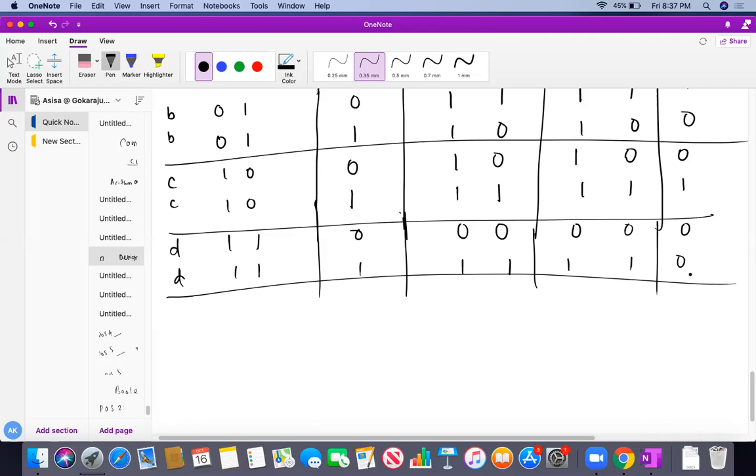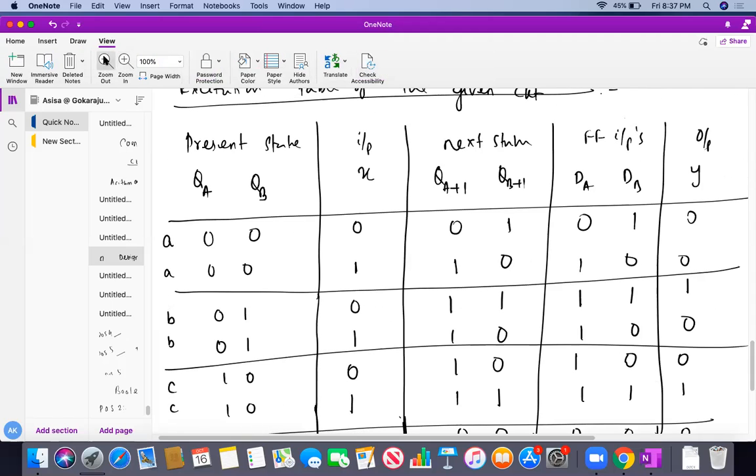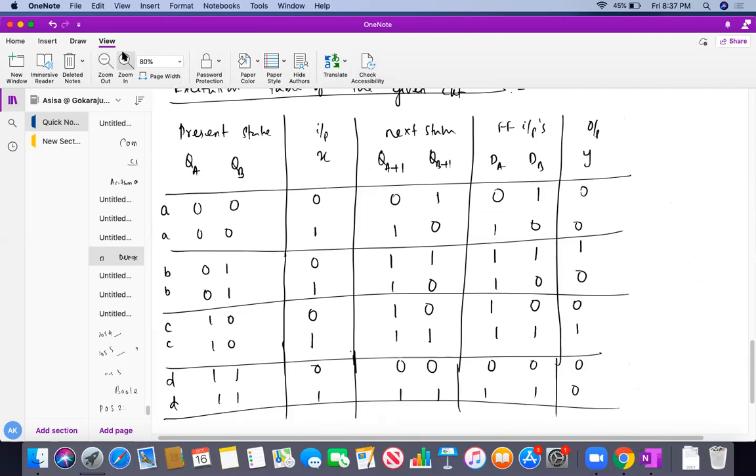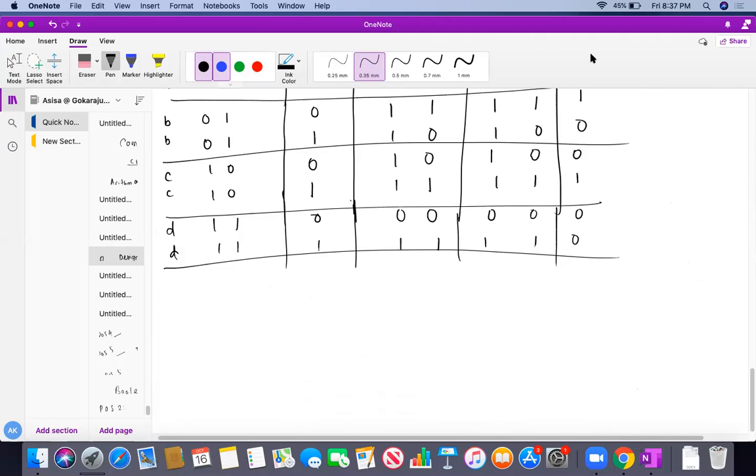Any doubt? So now finally, this is my state excitation table. Do you all understand the excitation table? Any doubt? If there is no doubt, we'll go on. No doubt, I think. Then we'll go.